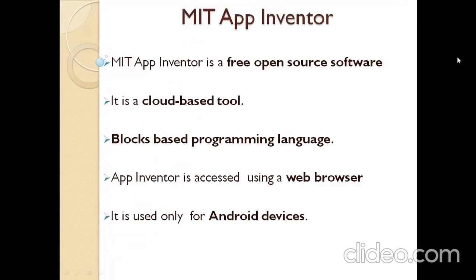Among the various types of software, I have chosen MIT App Inventor software for developing an app. MIT App Inventor is a free open source software. Free open software means it can be downloaded from the website. It is a cloud-based tool. Cloud-based tool is an application-based software that stores data on a remote server which can be accessed through the internet.